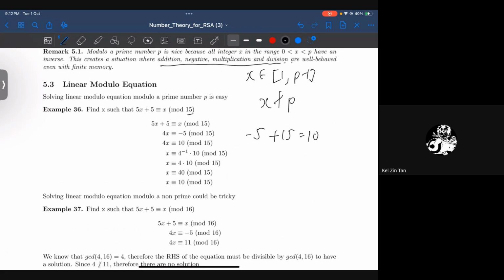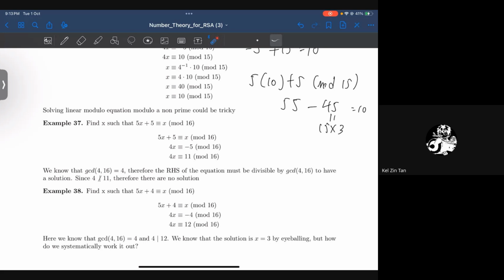You can check by plugging in the numbers. So 5 multiplied by 10 plus 5 is 55. We check whether this is equal to 10 modulo 15. 55 minus 45, since 15 times 3 is 45, gives 10. So indeed, this is correct.